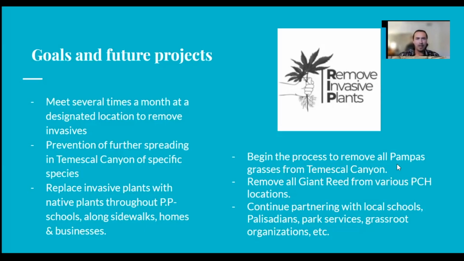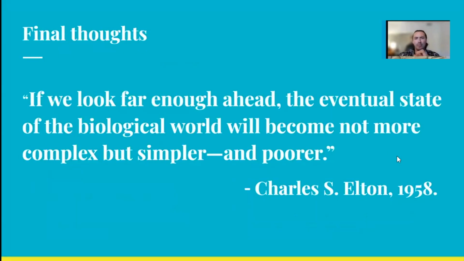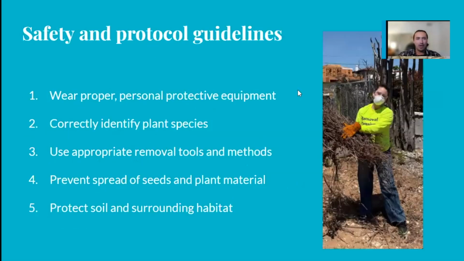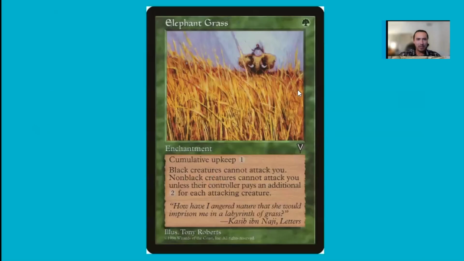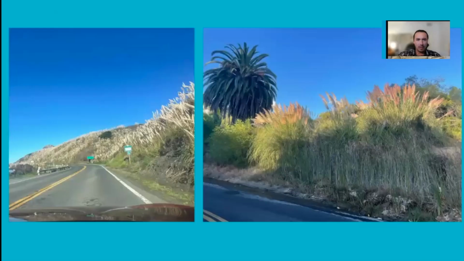And my final thought, this is a great quote from kind of the father, if you will, of invasive species, Charles S. Elton. He says here, if we look far enough ahead, the eventual state of the biological world will become not more complex, but simpler and poorer. For Ron and anyone else who came a bit late, that's not what we want. That's a poor environment. That is not a healthy environment.